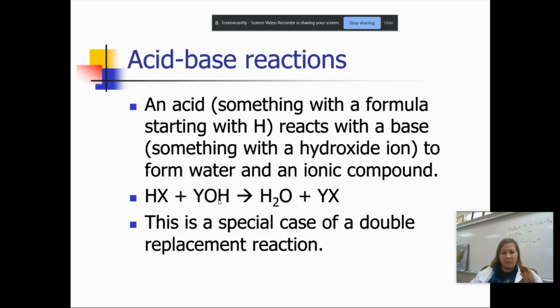But when the acid and the base react, the H from the acid bonds with the OH from the base to make water. Always. Always water is one of the two products of an acid-base reaction. And then the other two elements are going to get together and bond according to the rules for balancing their charges. So you need to figure out the charge on them to figure out how they're going to bond together. And this is a special case of a double replacement reaction.